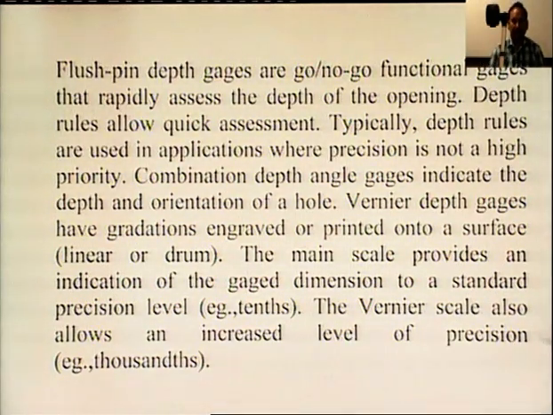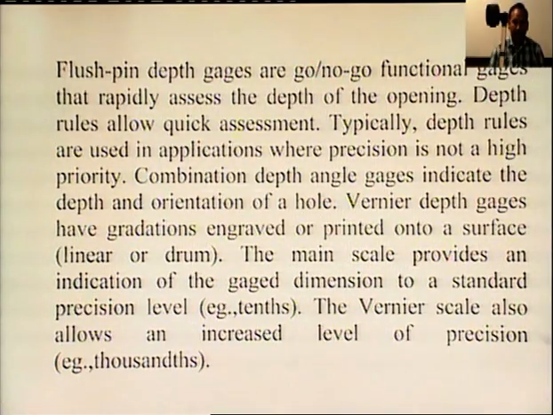Flush pin depth gauges are go-no-go functional gauges that rapidly assess the depth of the opening. Depth rules allow quick assessment. Typically, depth rules are used in applications where precision is not a high priority. Combination depth angle gauges include the depth and orientation of a hole.